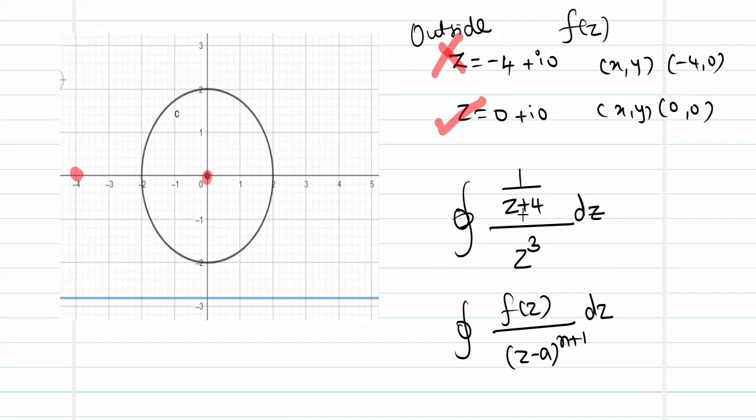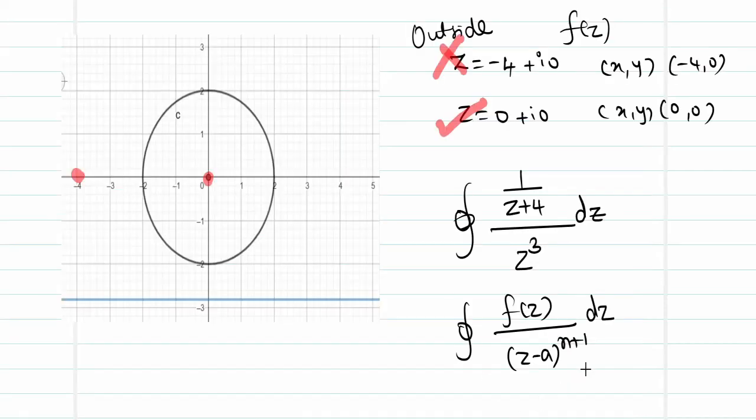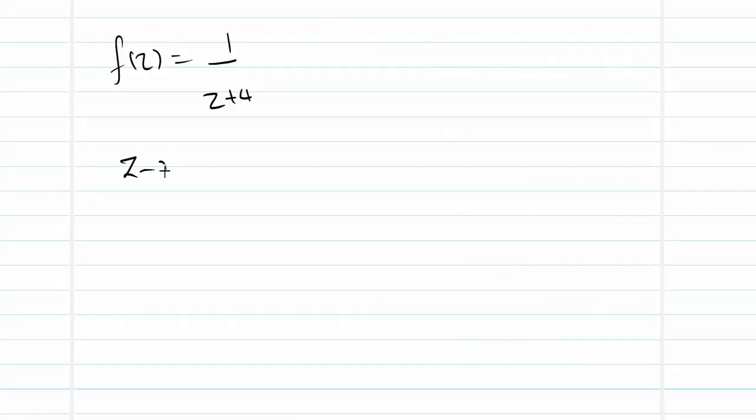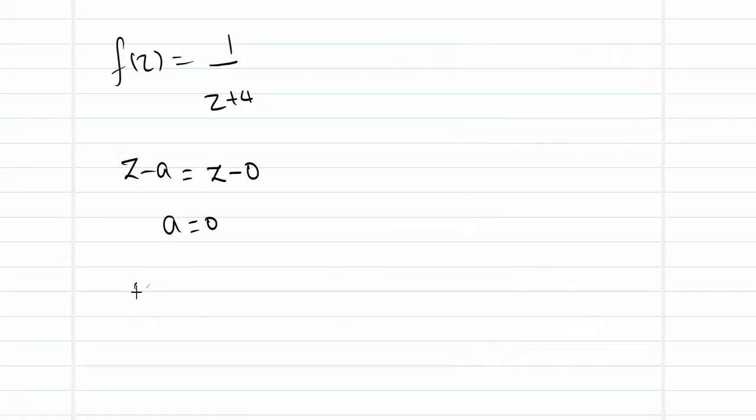Now tell me what is in place of f of z. In place of f of z, we have 1 divided by z plus 4. Now in place of z minus a, what do I have? I have z minus 0. z minus a equal to z. So what is in place of a? It is 0. So a equal to 0. What is the next thing which we need? In place of n plus 1, what do we have? In place of n plus 1, I have 3. So n is equal to 3 minus 1. So n is equal to 2.